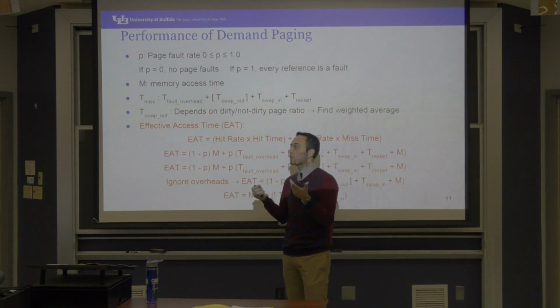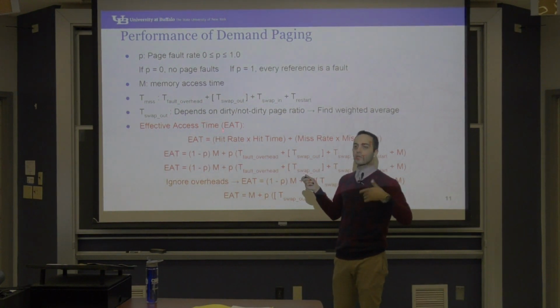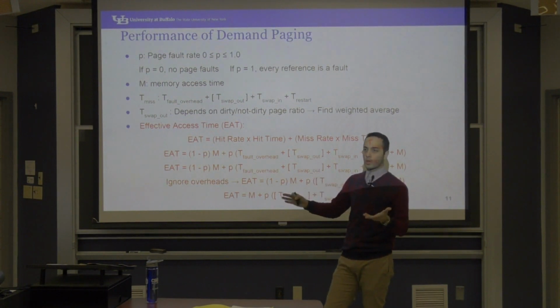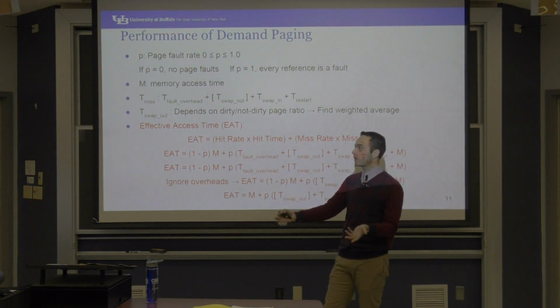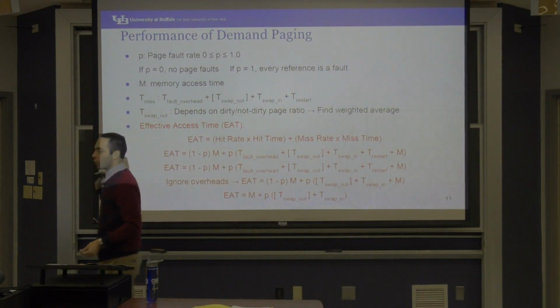You have an idea that, on average, how many of the referenced pages are dirty? This depends on the workload. This is just a metric that will be given to you. So this is a weighted average. Let's see how it works.